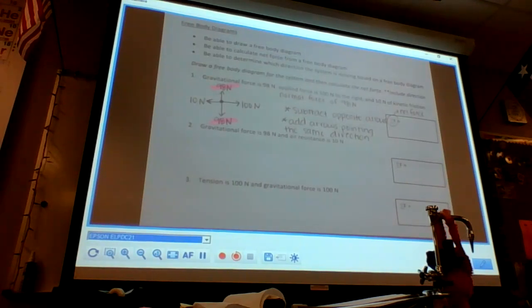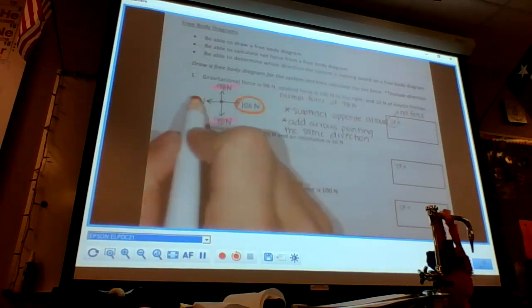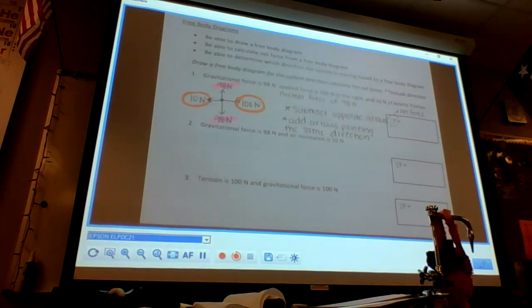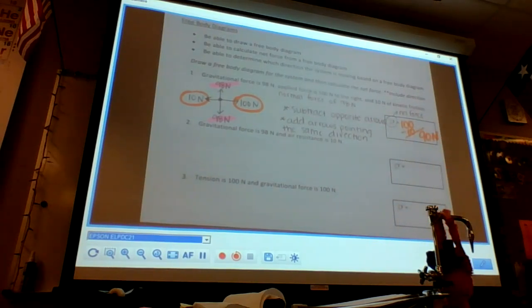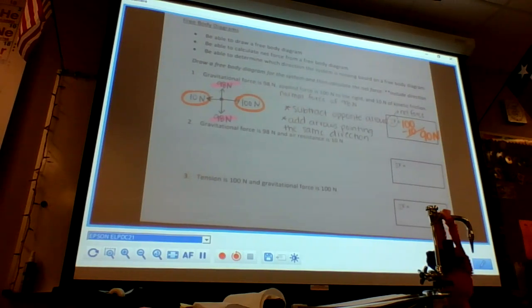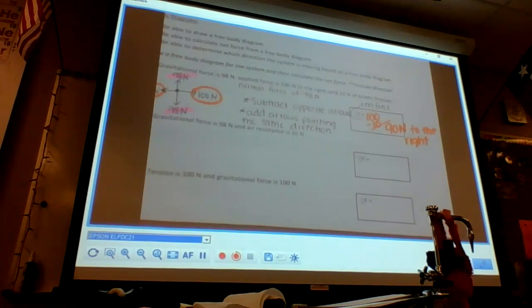What am I going to do with 100 newtons to the right and 10 newtons to the left? Subtract it. Those are going to get subtracted. Let me use this pen. I'm going to end up subtracting these because they're going opposite directions. So my net force is going to be 100 minus 10, which is 90 newtons. Which direction would this free body diagram be going? To the right. 90 newtons to the right.